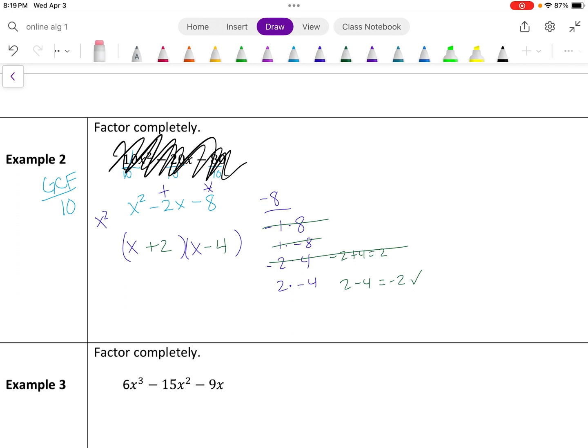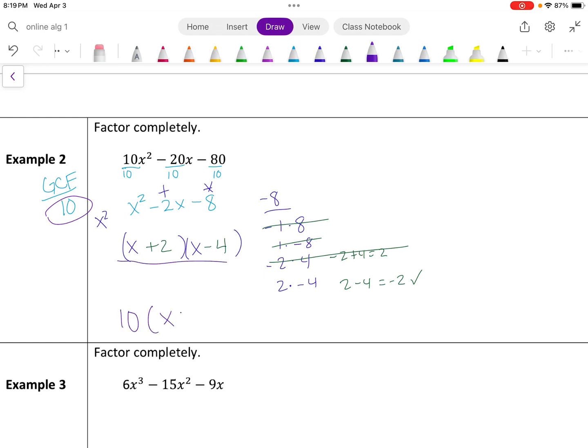So when I'm writing my final answer, if I multiplied it all together, it should equal 10x squared minus 20x minus 80. So my final answer is putting my GCF and my factored form together. It would be 10 times x plus 2 times x minus 4. And that's how we factor with the greatest common factor. We get that GCF out of there, and then we guess and check to factor our trinomial.